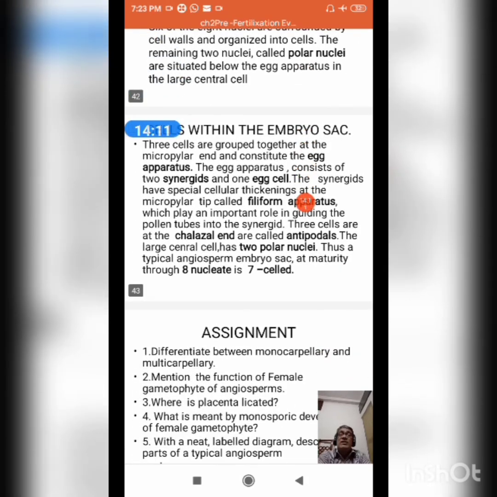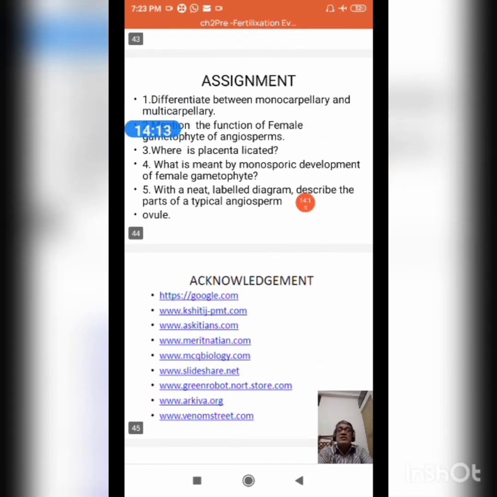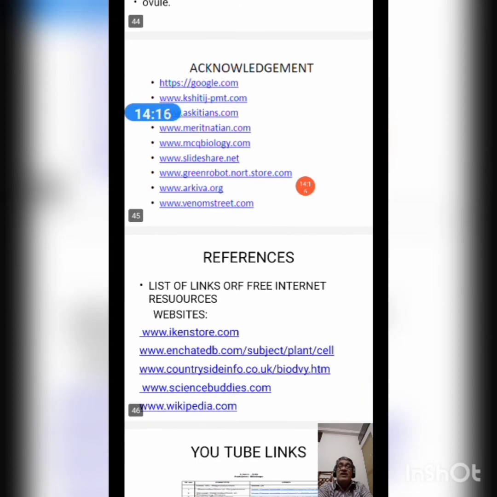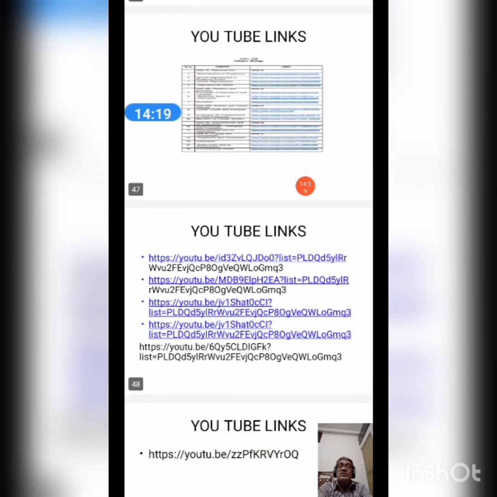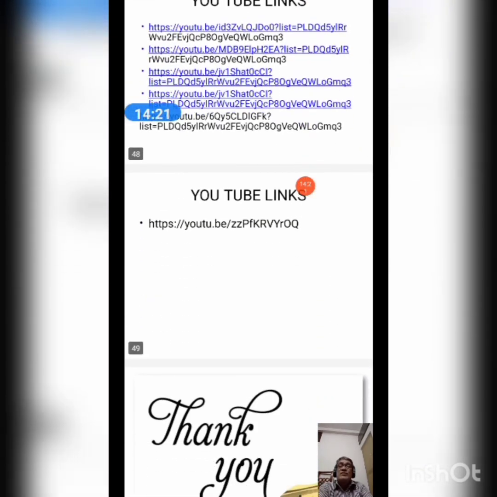In the chapter, here I am placing the assignments, acknowledgements and reference links, and so you could share it, you could observe it.